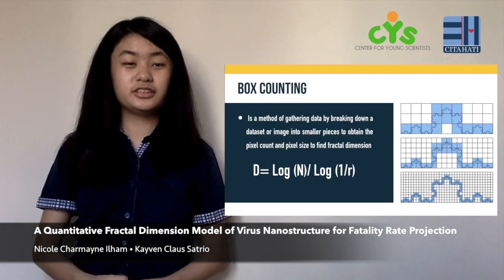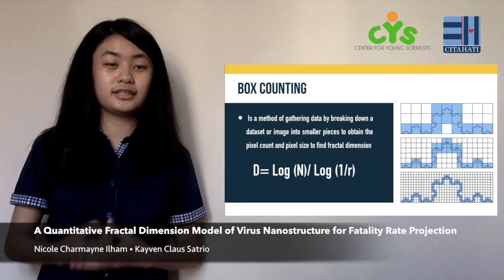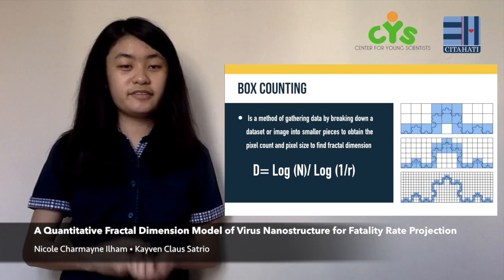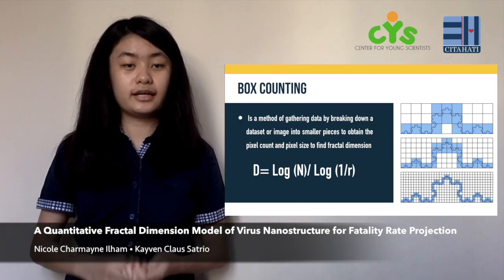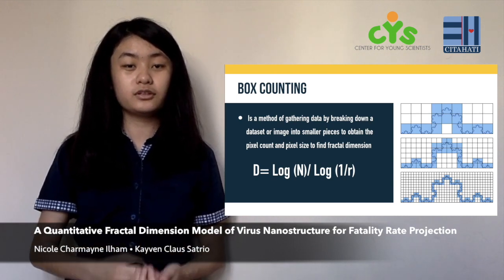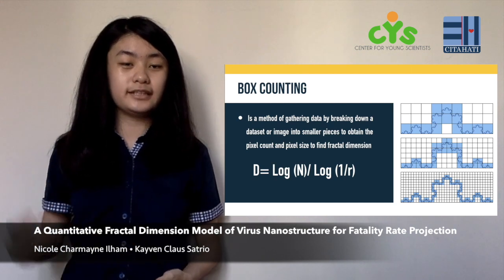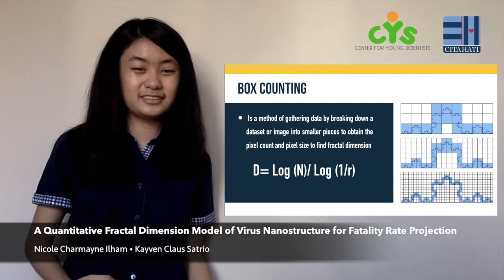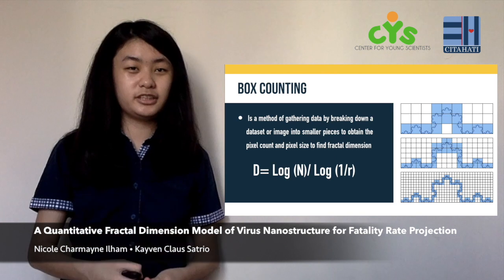And this fractal dimension can be measured using the box counting method, which is a method of gathering data by breaking down the dataset or image into smaller pieces in order to obtain its pixel count and its pixel size to obtain the fractal dimension.